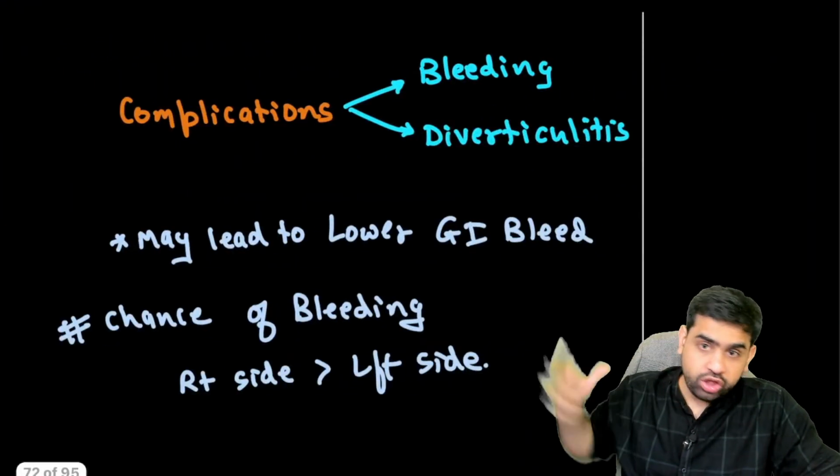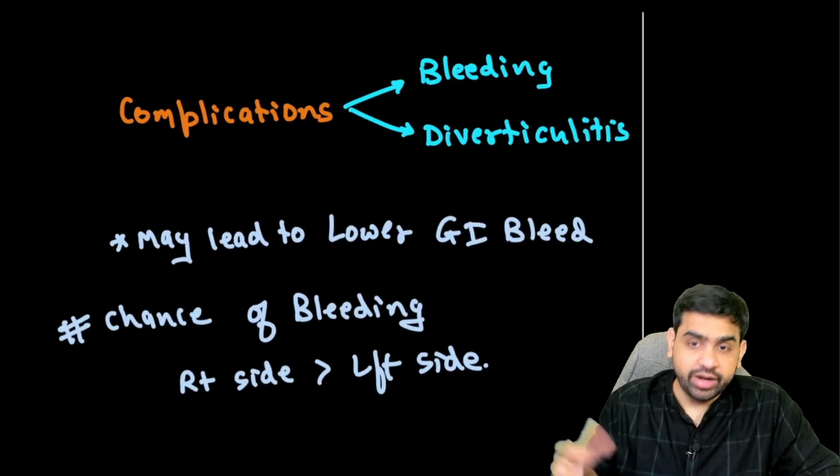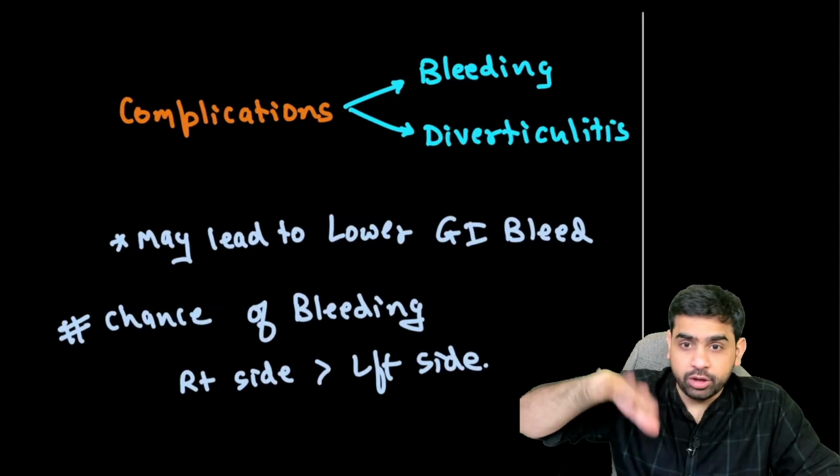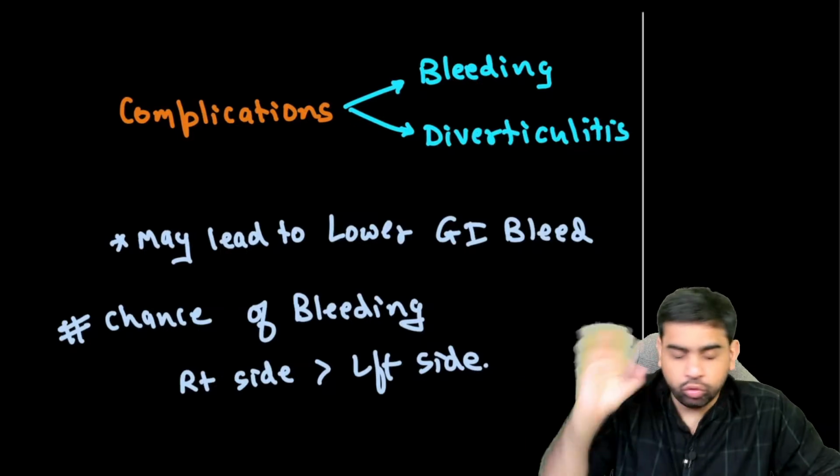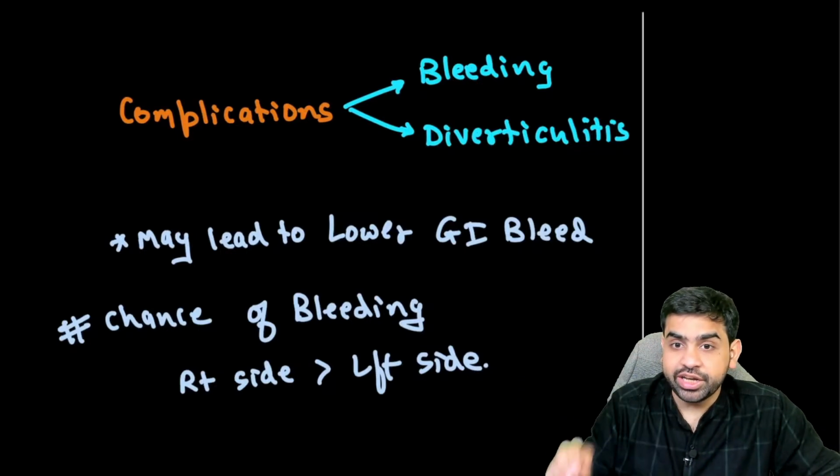Okay, now the complication, as I told you, bleeding, we just talked about diverticulitis. So that particular diverticulum can get ruptured, and there can be a localized inflammation because fecal matter might go in, and inflammation can happen. That is what is called diverticulitis.